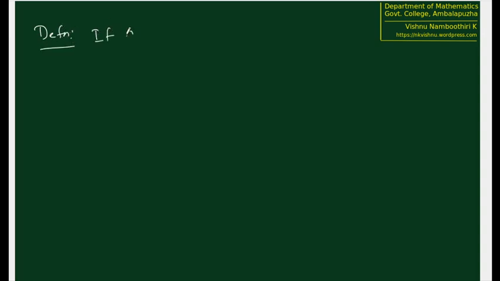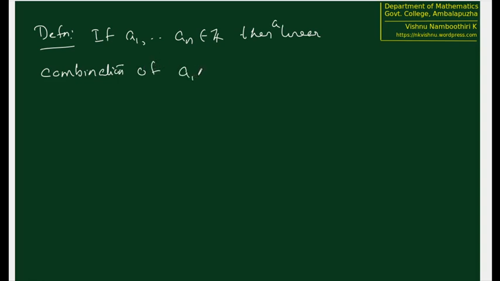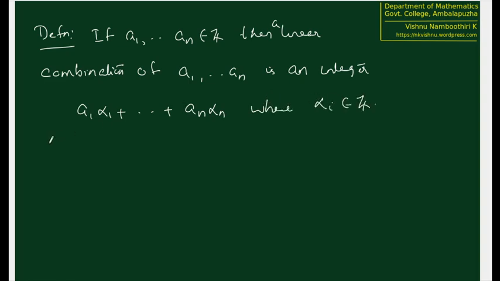If a1, ..., an are integers, then a linear combination of a1, etc., an is an integer. That is, a1 alpha 1 plus a2 alpha 2 plus etc. plus an alpha n, where the alpha i are all integers.